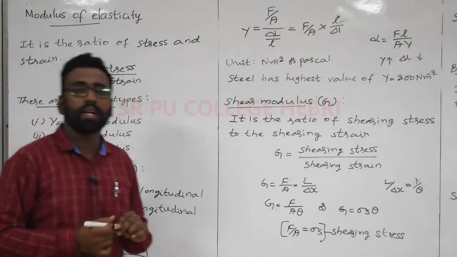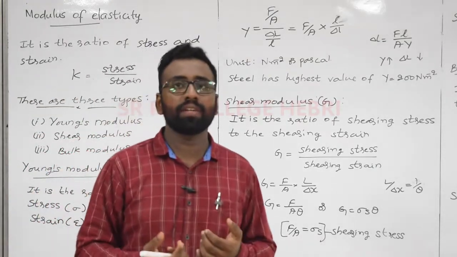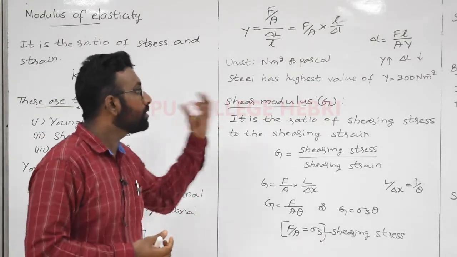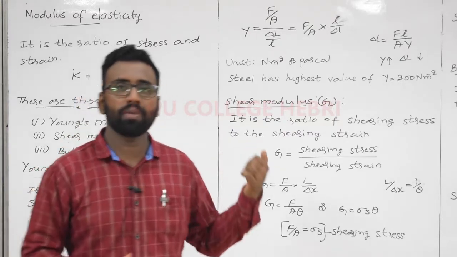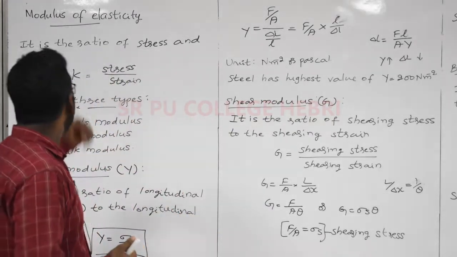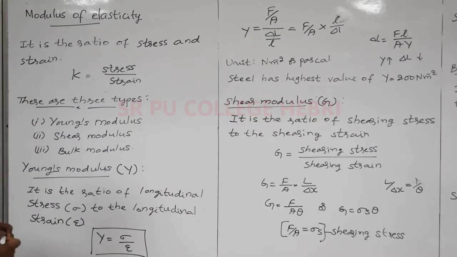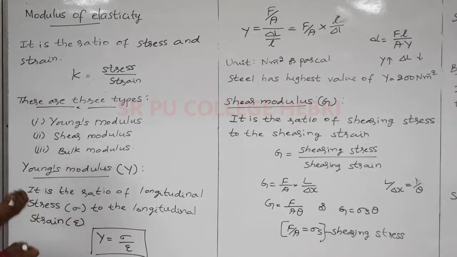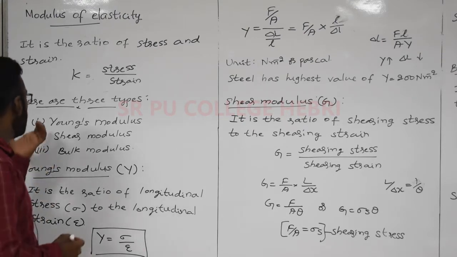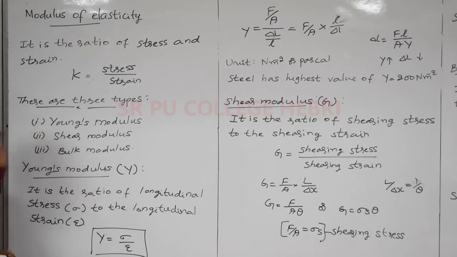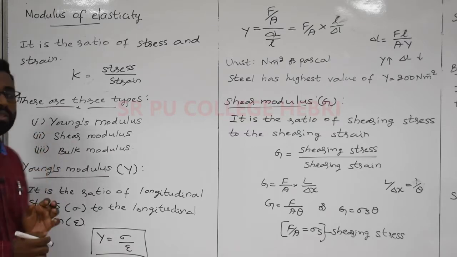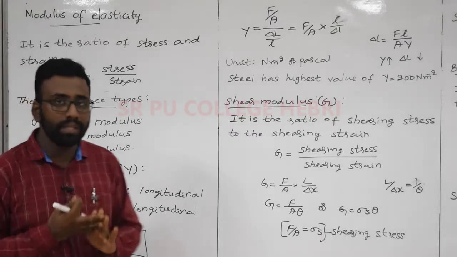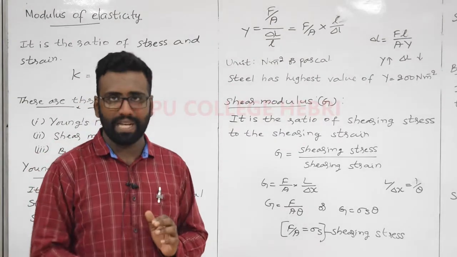Okay, dear students, in the last class we have seen the stress strain curve and other things. All those ideas were discussed in the previous class. In today's class we will see modulus of elasticity and the different types of modulus of elasticity. There are mainly three types: Young's modulus, shear modulus, and bulk modulus.